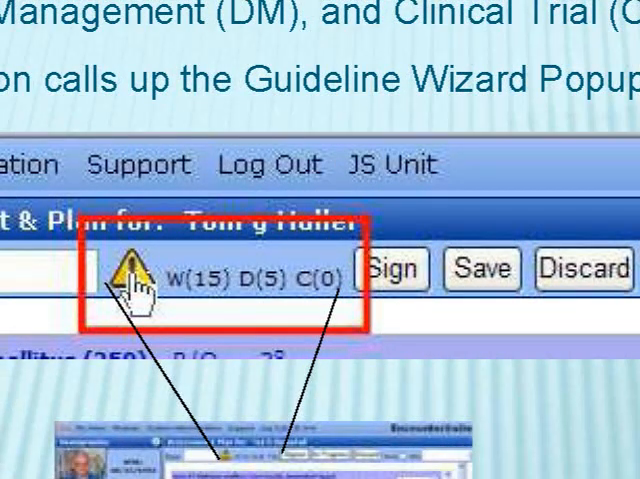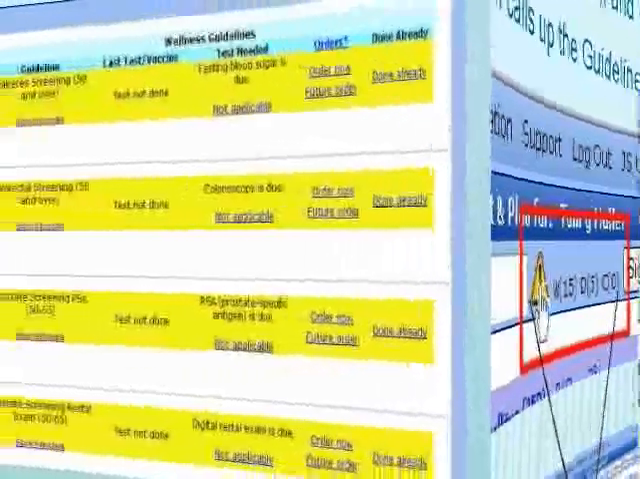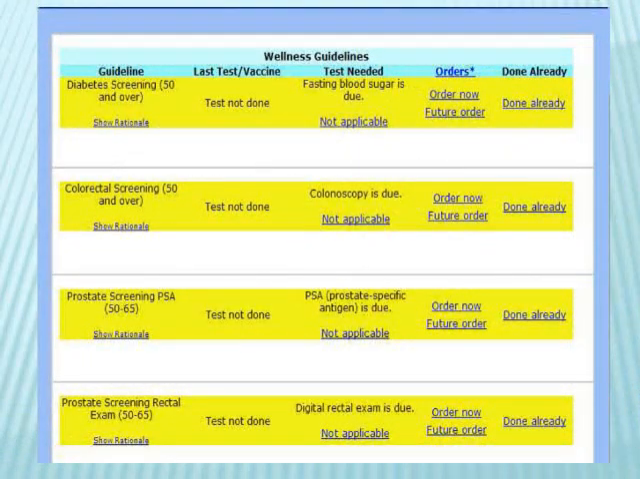The guideline wizard icon turns yellow when there are unmet guidelines. There are three numbers in this dashboard. The first two numbers indicate the unmet wellness and disease management guidelines. The third number indicates the number of clinical trials the patient is eligible for. Clicking the icon calls up the Guideline Wizard pop-up window. Unmet guidelines are in yellow.